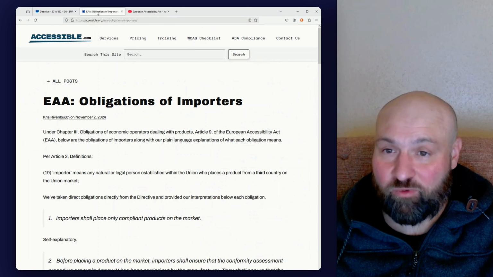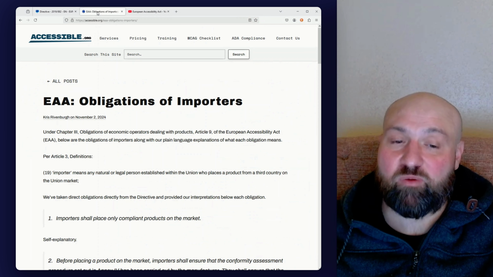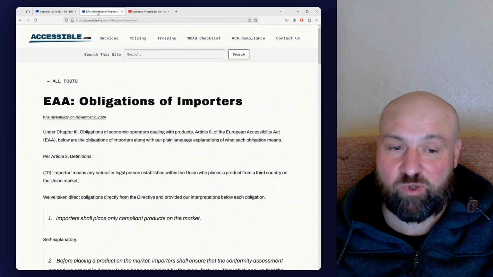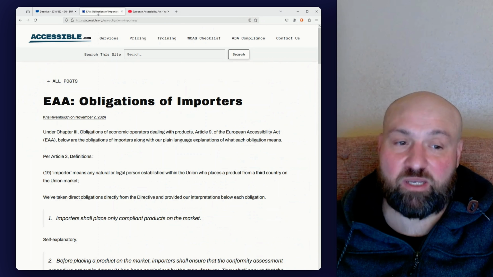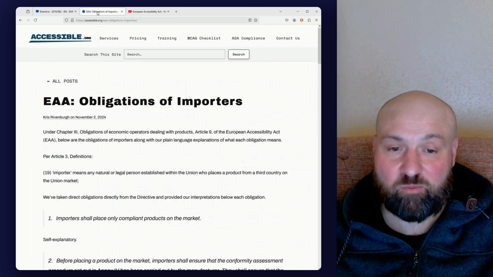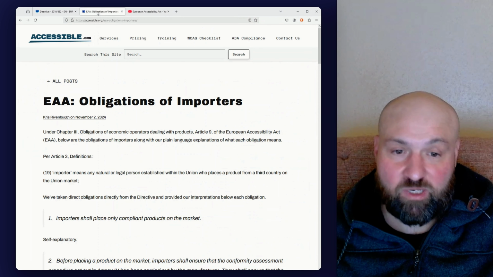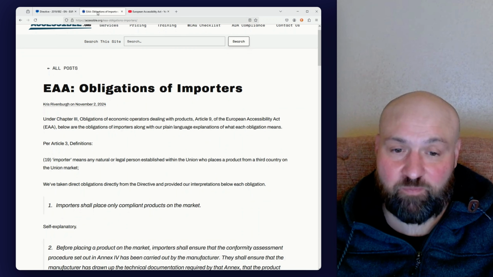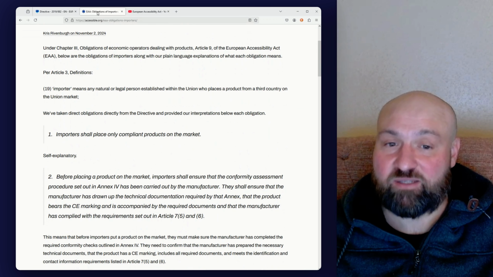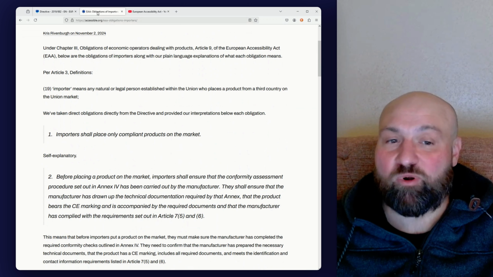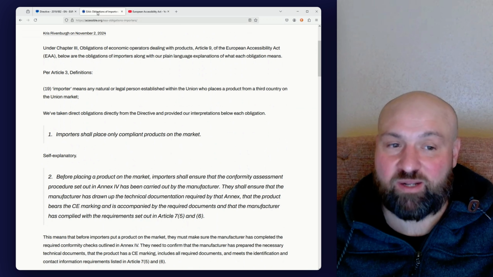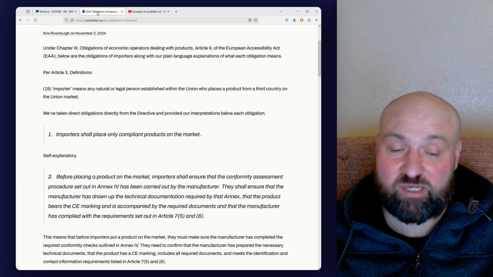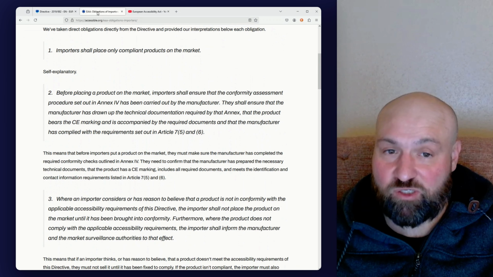So per Article 3, paragraph 19, importer means any natural or legal person established within the Union who places a product from a third country on the Union market. So that is who this section applies to. All right, so let's go ahead and start with obligation 1. Importers shall only place compliant products on the market. That is self-explanatory. Moving to obligation 2.